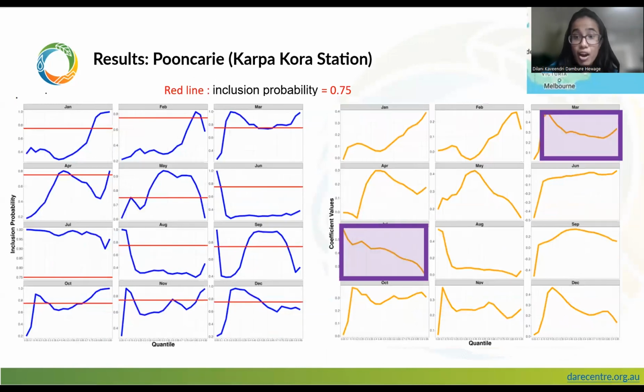For the station far away from the coast, which is Pooncarie, July shows a higher impact in this area than near the coast and inland. Unlike in the other two areas, you can see March shows a high significant impact at this station, which is far away from the coast.